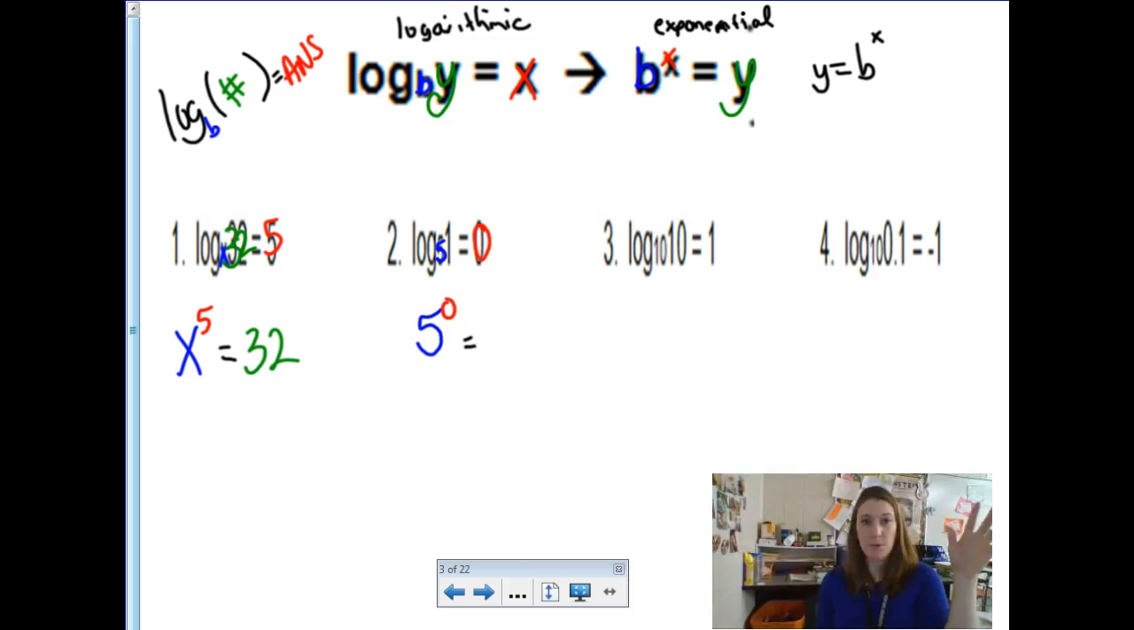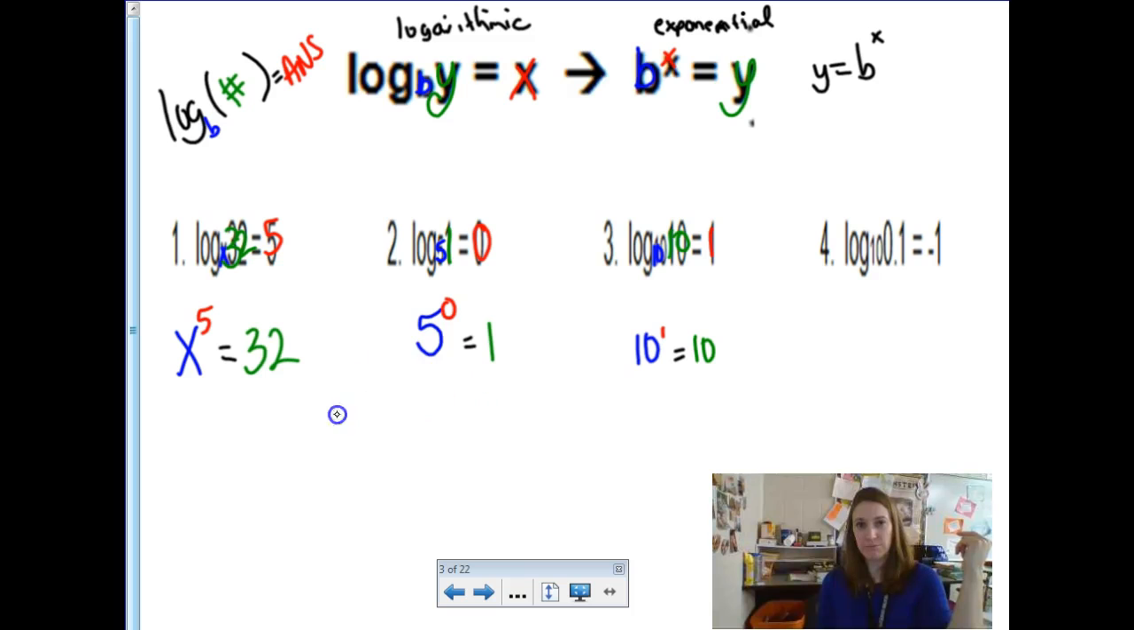And then it equals what was inside the logarithm to begin with. So equals 1. So your job is just rewriting the formula. Number 3, my base is a 10. And then this 1 becomes the exponent. And it equals what was in the logarithm, which is the number 10.